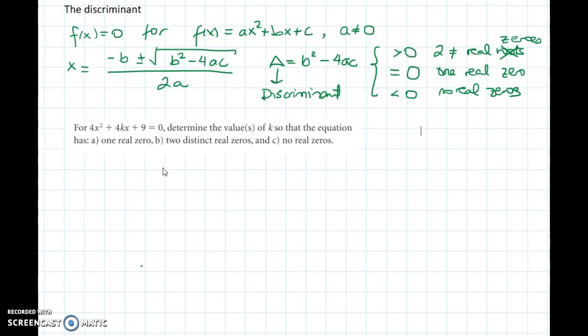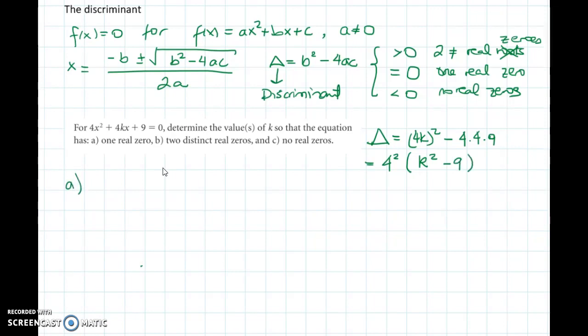So the first thing that we are going to do is to find what is the value of the discriminant in this case. So for b squared, we have 4k, all of that squared, minus 4 times the coefficient of x squared, that's 4, times the coefficient of the independent term, well, that's 9. So let me take 4 squared as common factor to make my computations easier. We're going to have 4 squared times k squared minus 9.